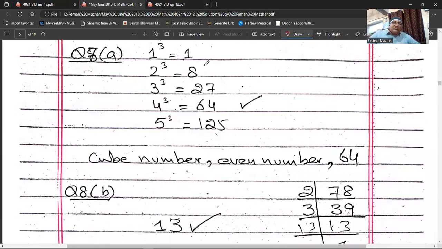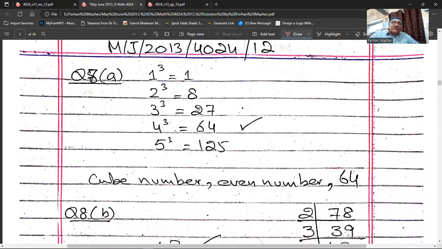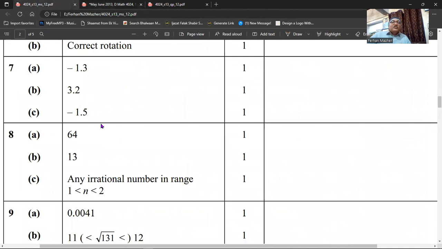1 cubed is 1, 2 cubed is 8, 3 cubed is 27, 4 cubed is 64, and 5 cubed is 125. So the 2-digit numbers are 27 and 64. He said that the cube number is also an even number, so it will be 64. So our answer is 64. 64 is the right answer, sir.